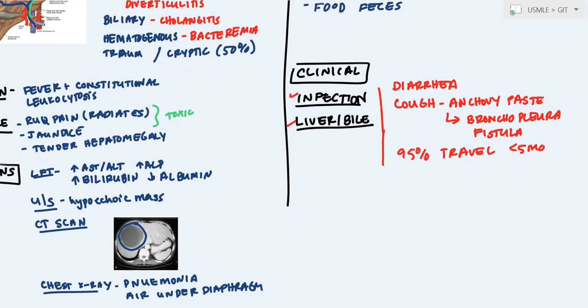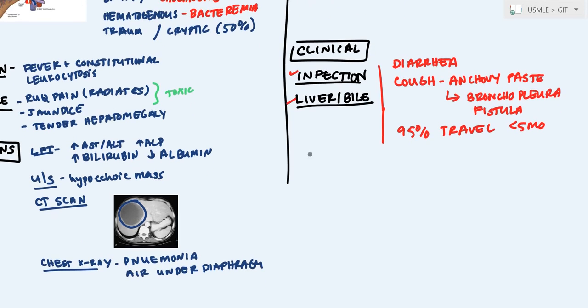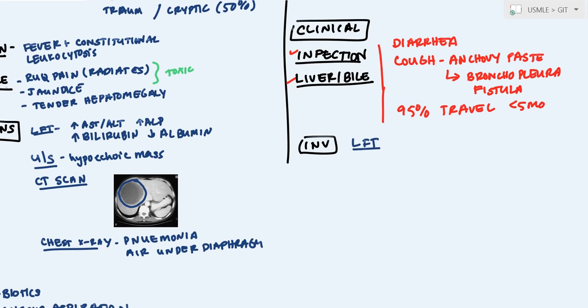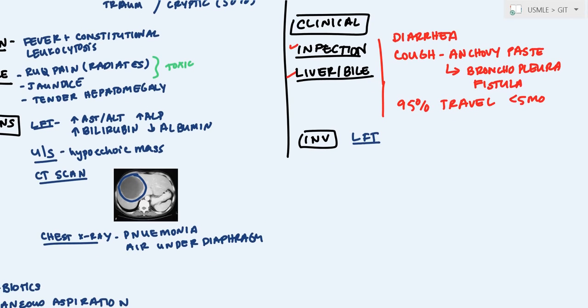Now, let's take a look at your investigations. Again, it's a problem with the liver, so of course, your liver function test, everything would be up. The same as in pyogenic. Now, ultrasound, you're also going to see some type of abscess here, and even CT scan. But those aren't enough to clearly differentiate. Let me just write chest X-ray as well. It's not enough to clearly differentiate whether you have pyogenic.